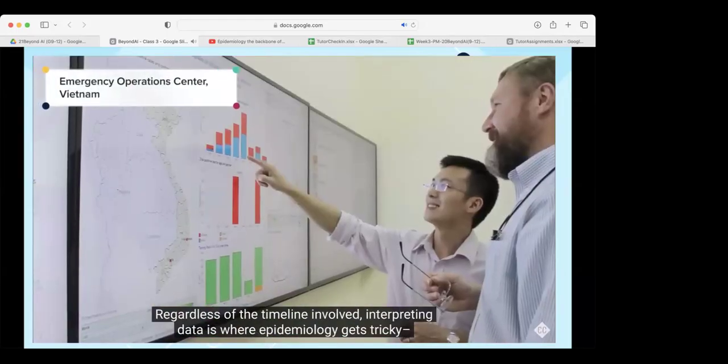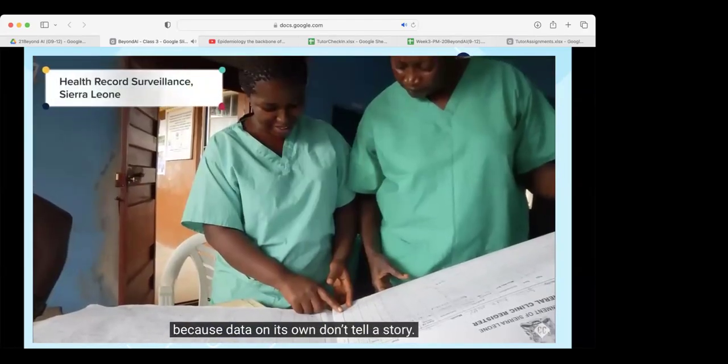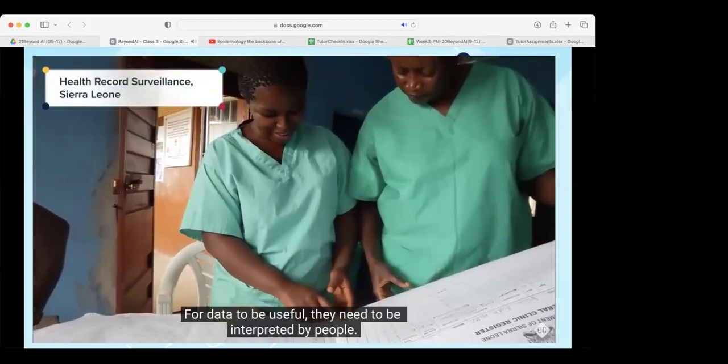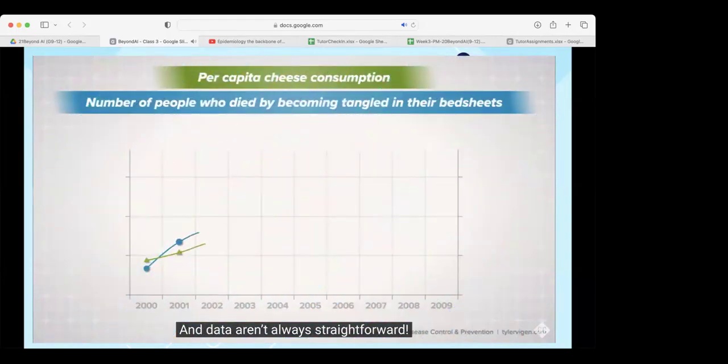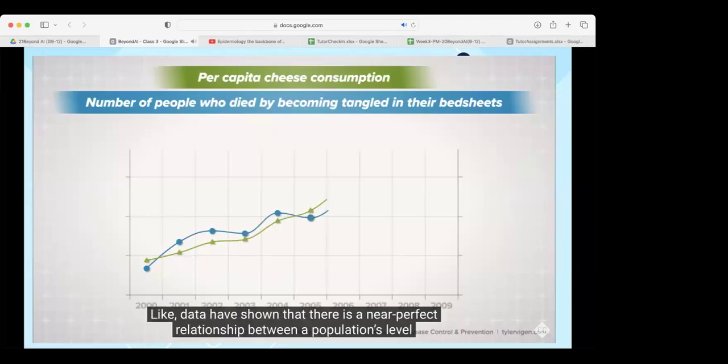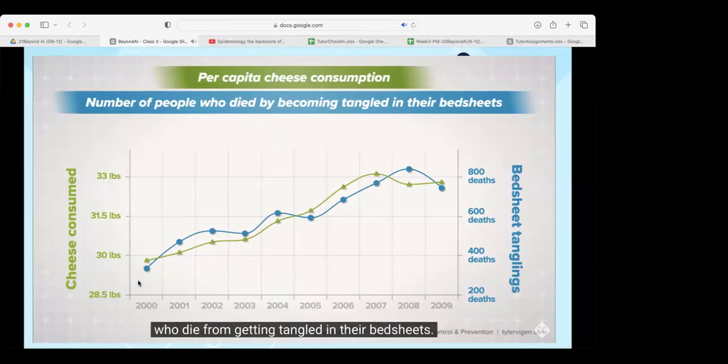Regardless of the timeline involved, interpreting data is where epidemiology gets tricky, because data on its own don't tell a story. For data to be useful, they need to be interpreted by people. And data aren't always straightforward. Like, data have shown that there is a near perfect relationship between a population's level of cheese consumption and the number of people in that population who die from getting tangled in their bed sheets.